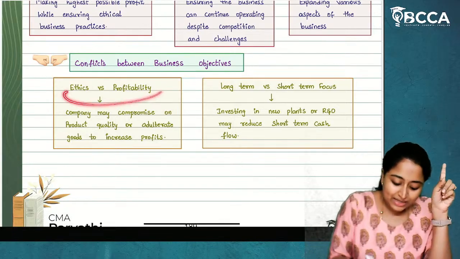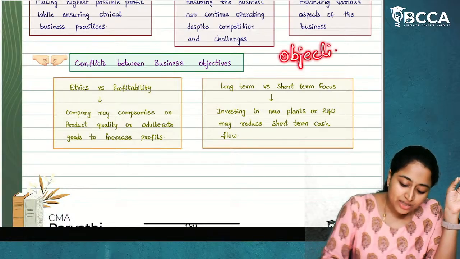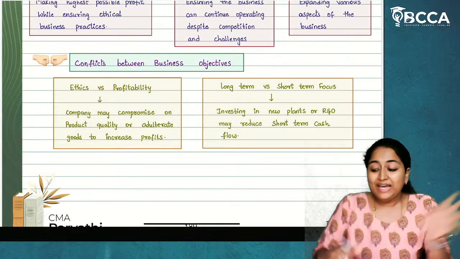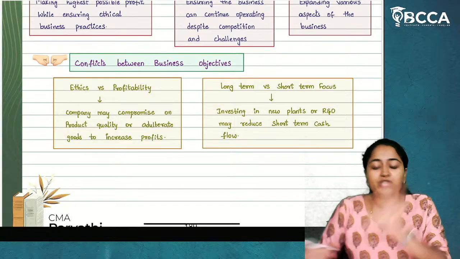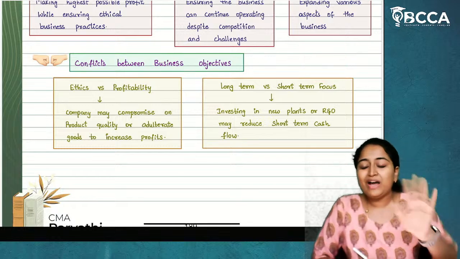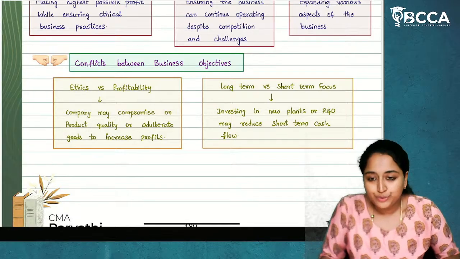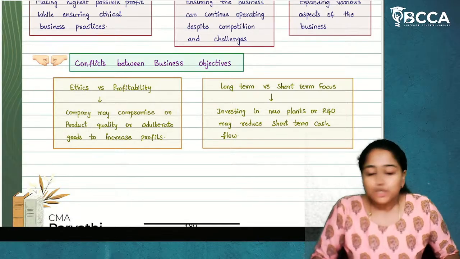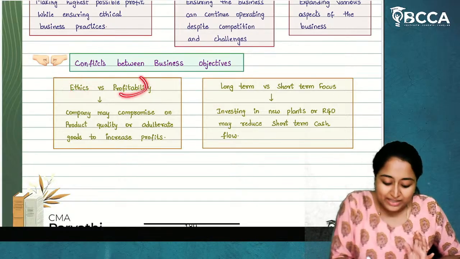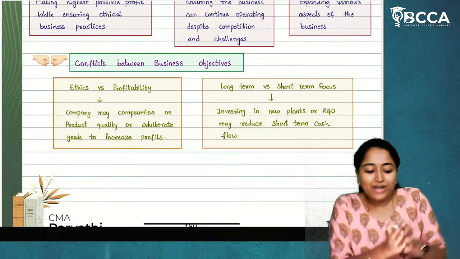Now, when can there be a conflict between business objectives? The first point is ethics versus profitability. Now, if in the previous year my profits were up to 25 crore rupees, and in the next year my objective is to increase my profits to 30 crores, an increase of 5 crores, how am I going to do that? Management has to take steps. So what might management do? They might compromise on ethics for getting the profits. They can reduce the quality of products, whatever the products are.